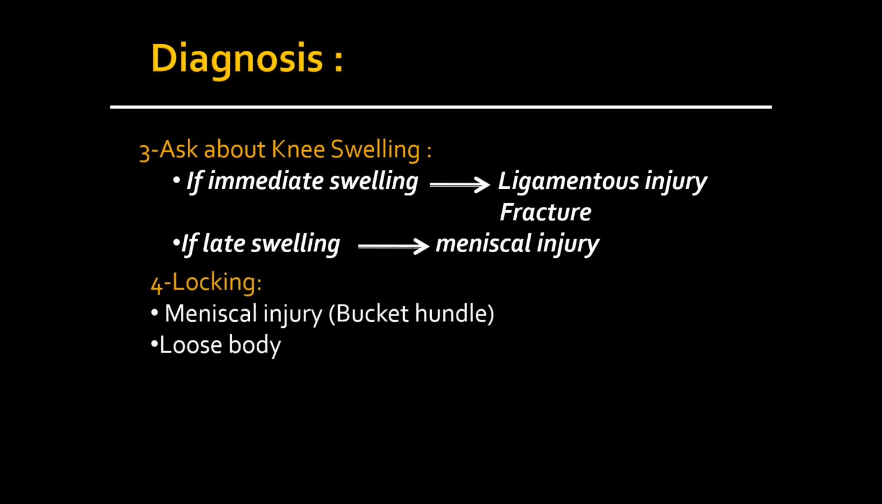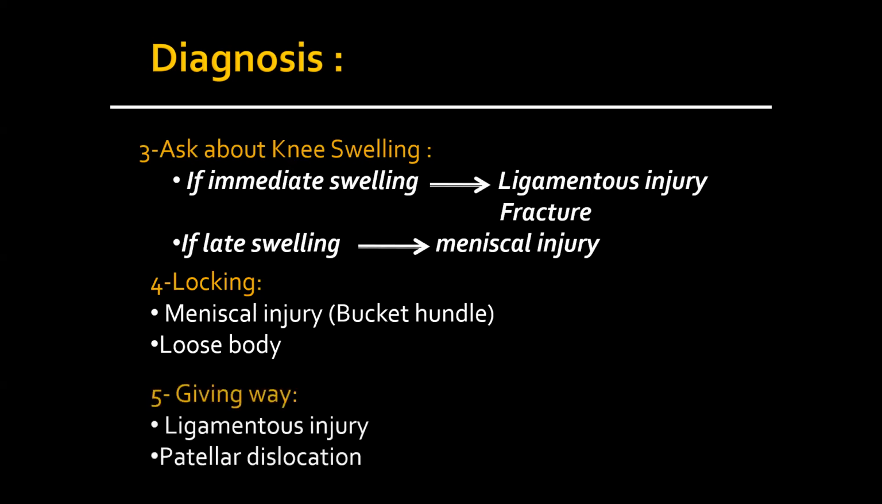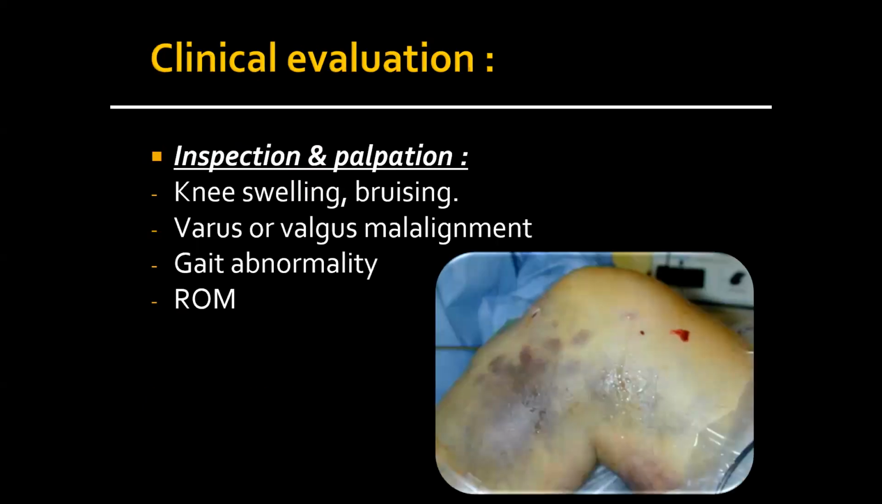Locking. If there's a loose body inside the knee that can be trapped between the femoral condyles and the tibia, preventing the knee from full extension, or there's a loose meniscal fragment, the patient would complain of locking. Sense of giving way or instability may follow ligamentous injury or patellar instability.